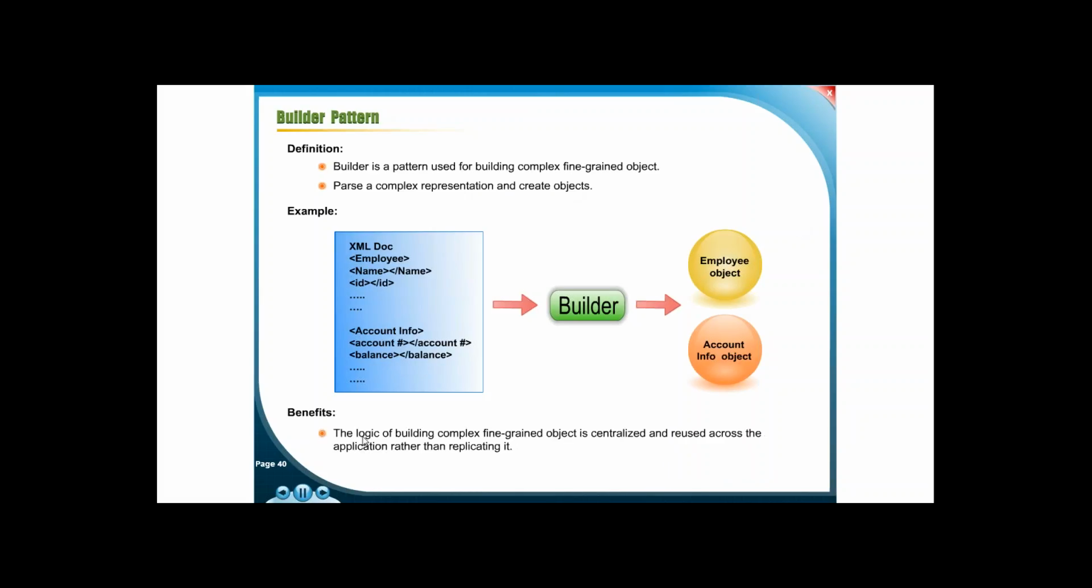So the logic of building complex fine-grained objects is centralized and reused across the application rather than replicating it. Builder versus factory pattern: factories are usually a single line of code to instantiate the object and return it. Builders are usually a utility which has complex logic for building the objects, because it has to read the XML document and then create the object. Definitely it involves complex logic, since they have to parse that XML file, whereas creating an object is very simple compared to that parsing, right?